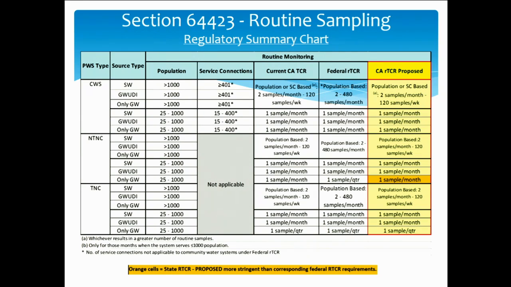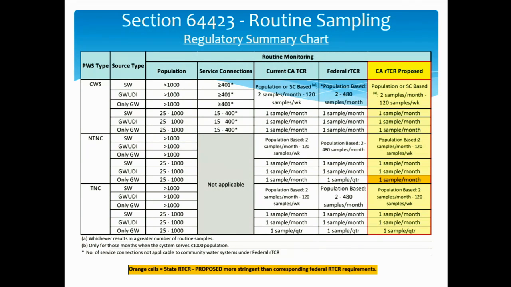So this table shows you the required monitoring frequencies, and nothing has changed except that one orange cell up there for non-transient, non-community water systems. In the existing TCR, there was an option that they could be allowed to go to quarterly sampling, and that will not be an option in the proposed rule. Everything else is the same.